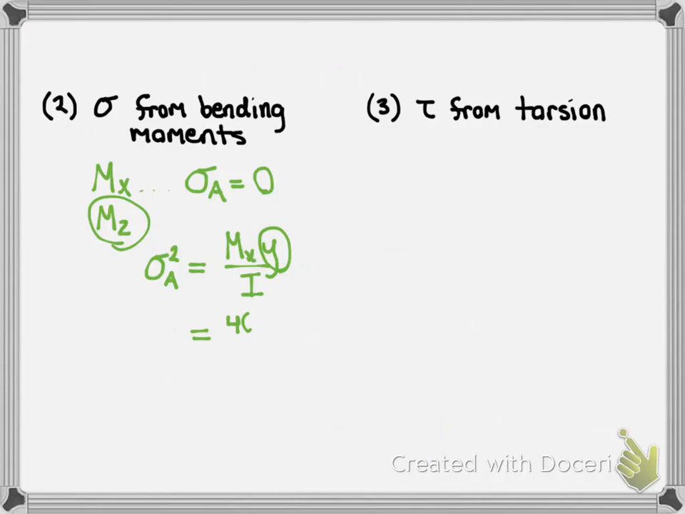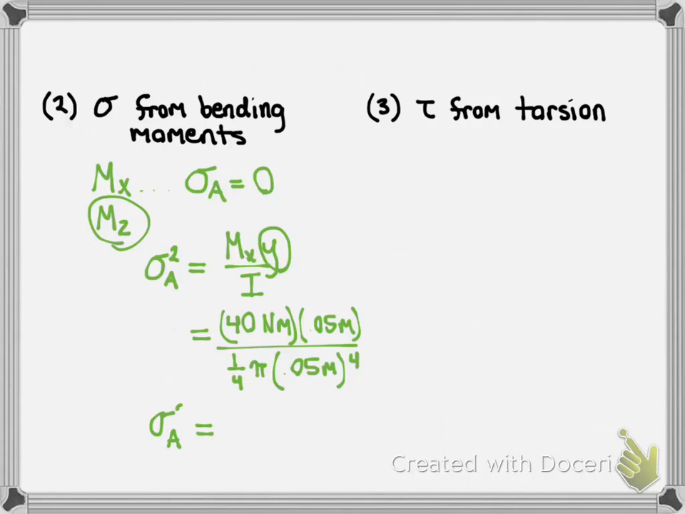Mx was 40 Newton meters. y we said was our radius, which is 0.05 meters. We're dividing that by the moment of inertia of a circle, which is 1/4 pi r to the 4th. And that gives us a final answer for the normal stress caused by bending moment of 1.019 megapascals. And this too, by examination of our right hand rule, is in tension.